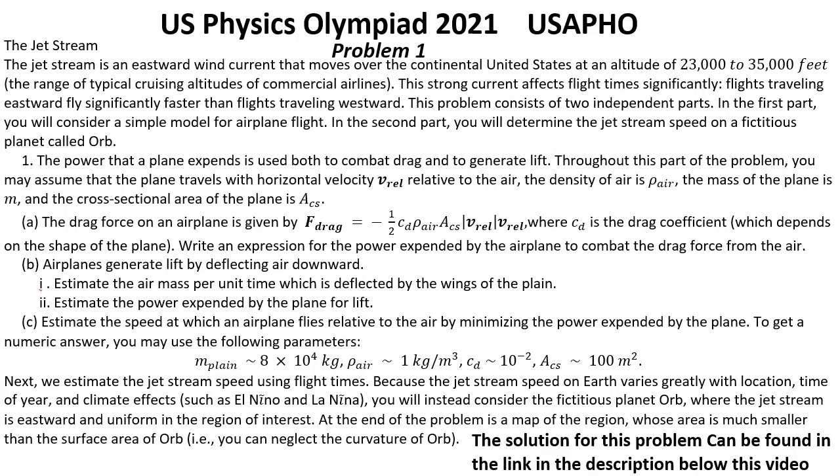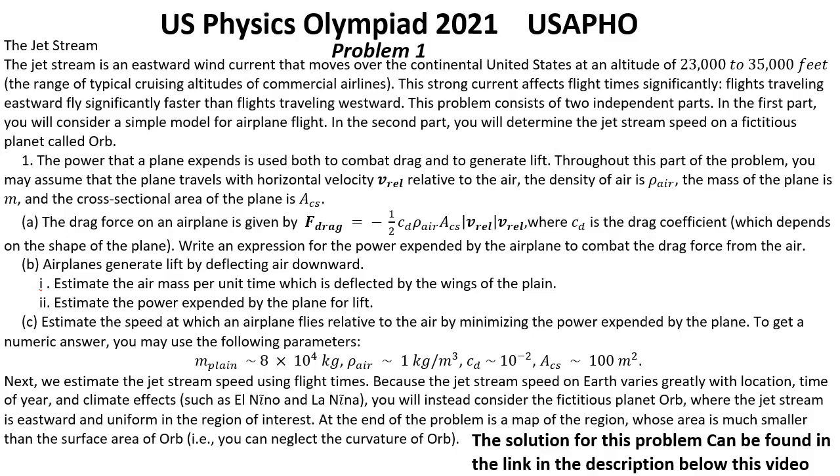Problem 1. The jet stream. The jet stream is an eastward current that moves over the continental United States at an altitude of 23 to 35,000 feet, the range of typical cruising altitudes of commercial airlines. This strong current affects the flight times significantly. Flights traveling eastward fly significantly faster than flights traveling westward.